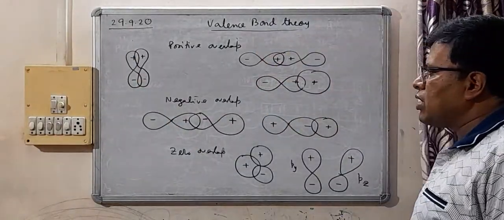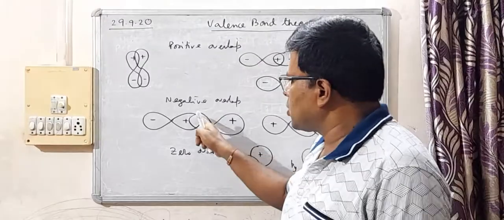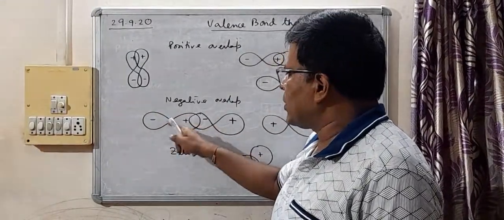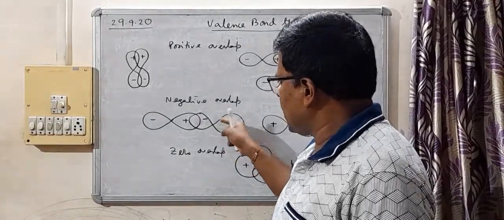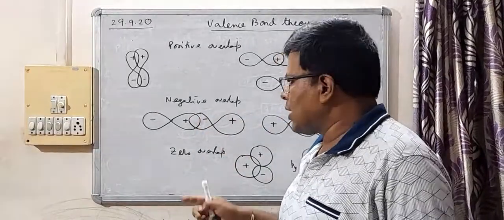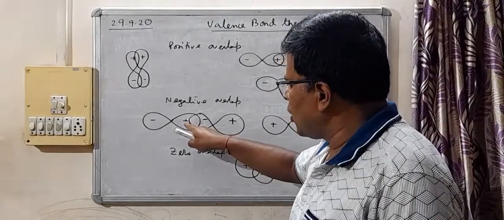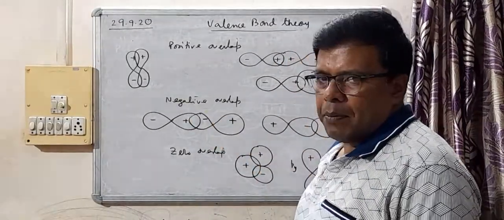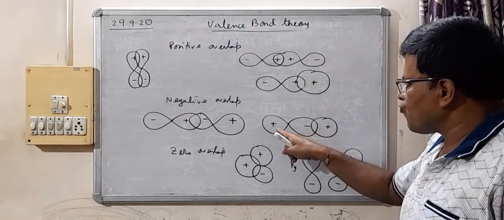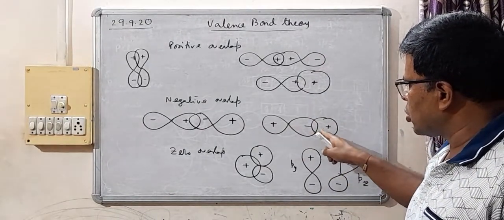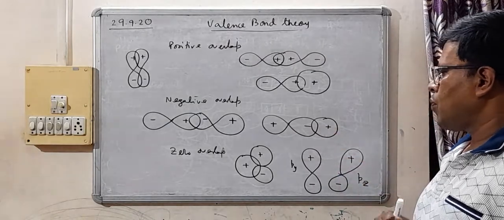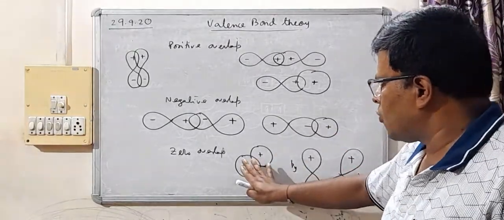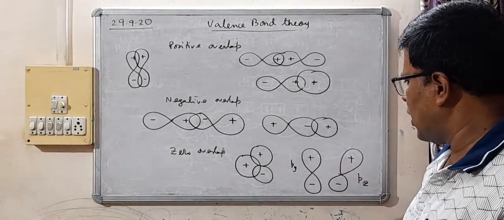What is negative overlap? Negative overlap means suppose this is a px and this is also a px, and what has happened here, you see a positive lobe has overlapped with a negative lobe, then this is called negative overlap. This is also a negative overlap. And what is zero overlap? Okay, this is a case of zero overlap.